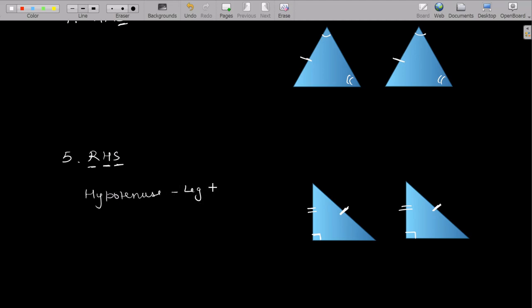Hypotenuse leg theorem. In hypotenuse leg, they have removed the right angle because obviously this theorem is only applicable in right triangles. So if in any right triangle you see the hypotenuse and one of the legs are congruent, then they will be congruent by the hypotenuse leg theorem. They are the same thing.